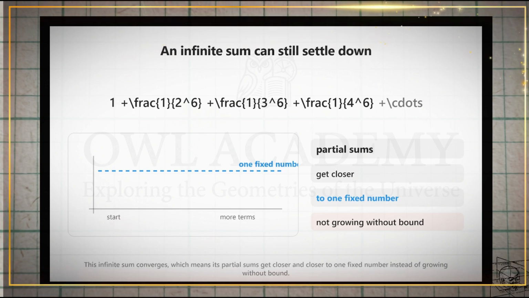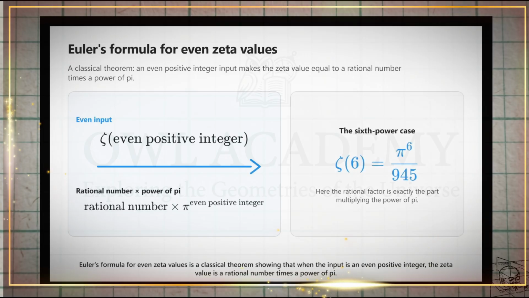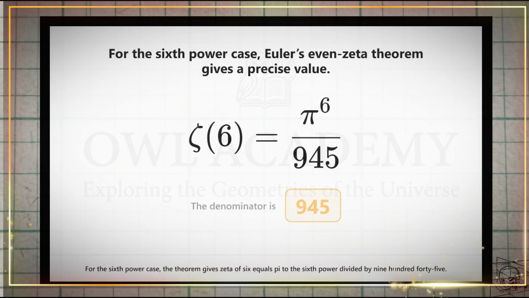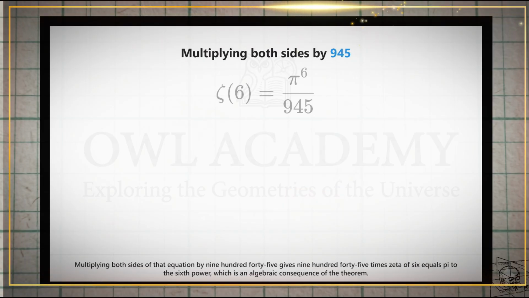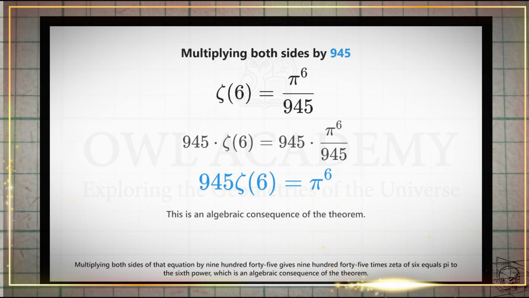Euler's formula for even zeta values is a classical theorem showing that when the input is an even positive integer, the zeta value is a rational number times a power of pi. For the sixth power case, the theorem gives zeta of 6 equals pi to the sixth power divided by 945. Multiplying both sides of that equation by 945 gives 945 times zeta of 6 equals pi to the sixth power, which is an algebraic consequence of the theorem.